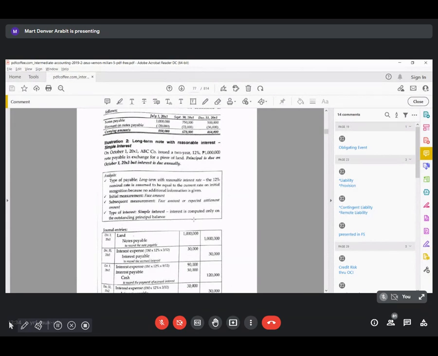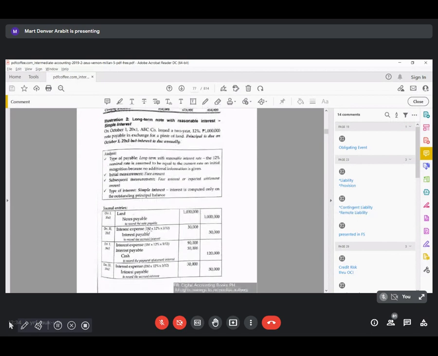So, the journal entries would be land. So, magbe-base tayo dun sa value ng land. Value nung note payable to record your land because that is the equivalent amount of that note, and it was exchanged for a land on that date. So, we will use it as the face value of the land or the cost of the land. Kasi yun yung fair value niya at that time.